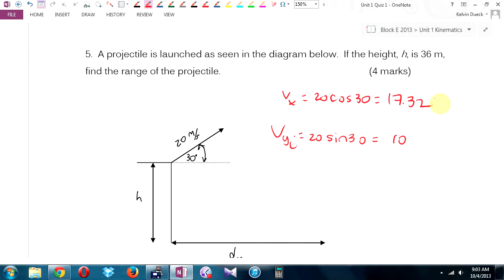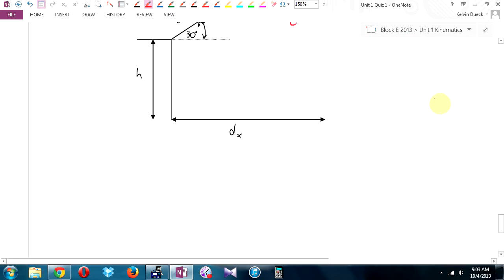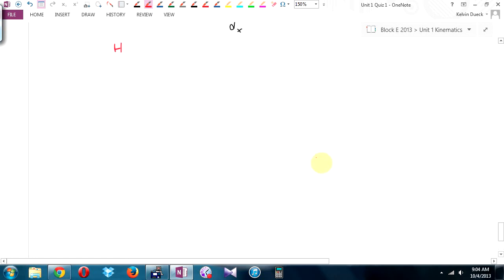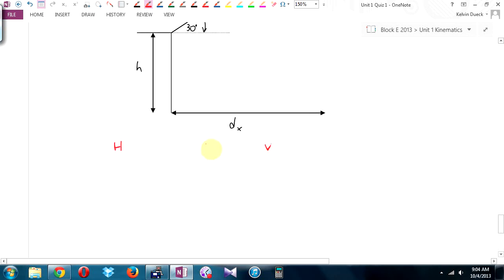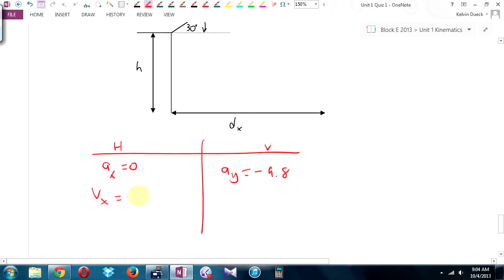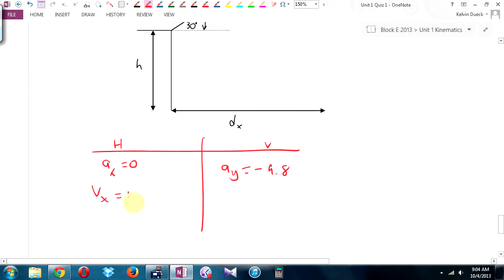Jordan, is this a projectile? Say yes. This is a projectile. Then I'm going to go with my T-chart, horizontal and vertical. Did I give you the whole page? Lots of room. Good. Horizontal, vertical. I'm going to make my list. 0, negative 9.8. Vx was 17.32.